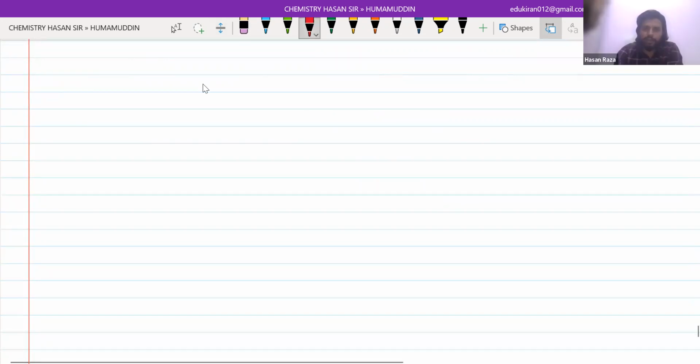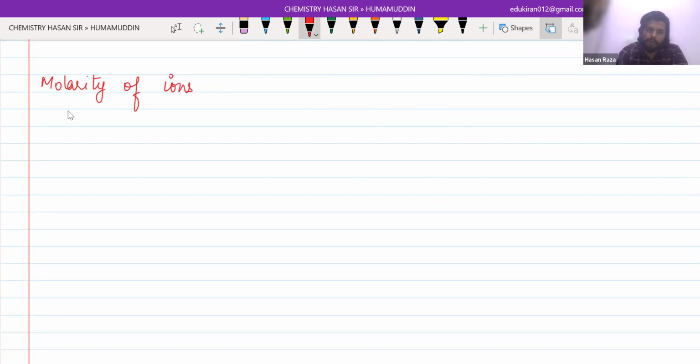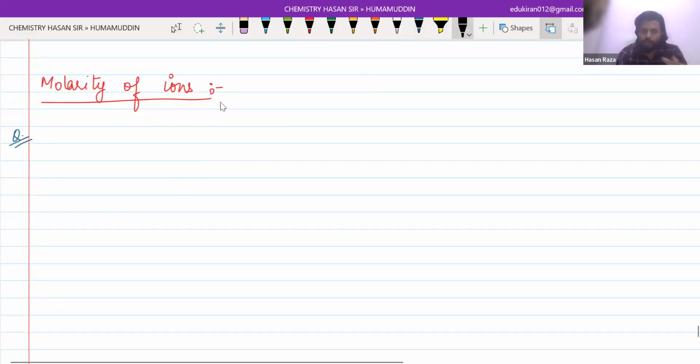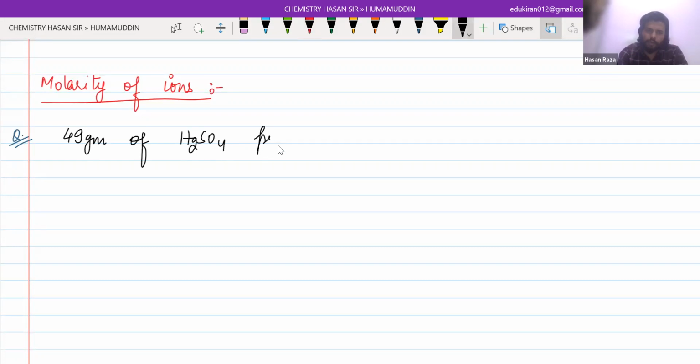Before the next concentration term, there is another type of question on molarity, and that is molarity of ions. We didn't discuss this molarity of ions. Now, as you can see, this is your molarity of ions, and we are going to solve it with the help of an example. I'm going to explain this with the help of a very easy question: 49 gram of H2SO4 present in 500 centimeter cube of solution.